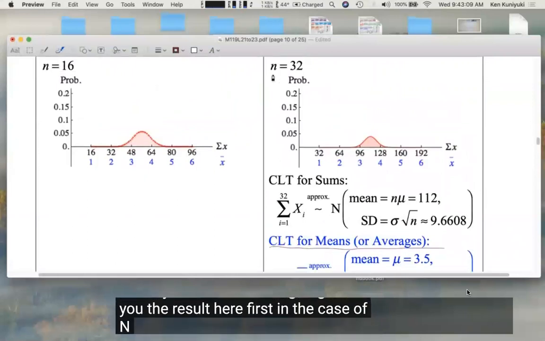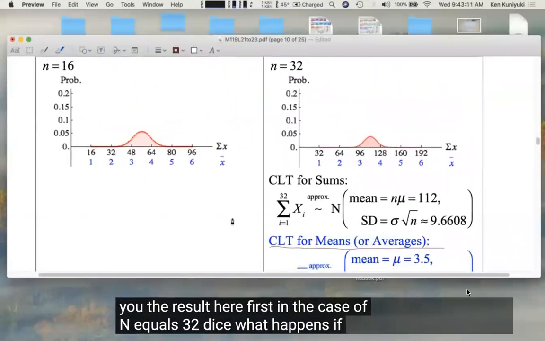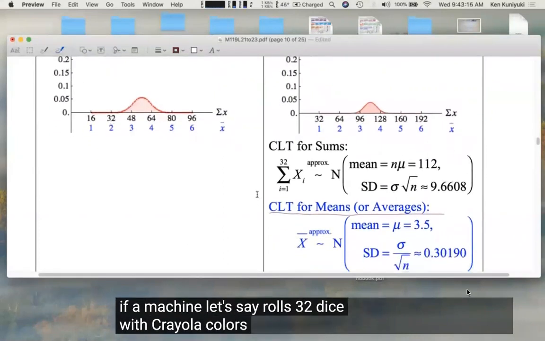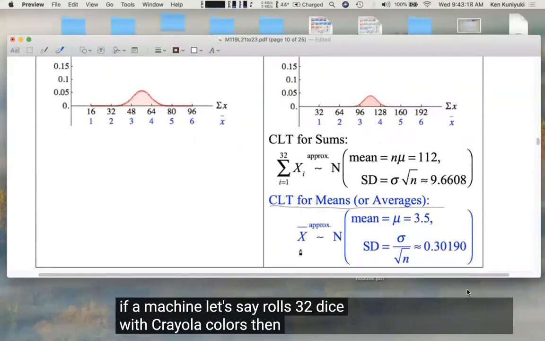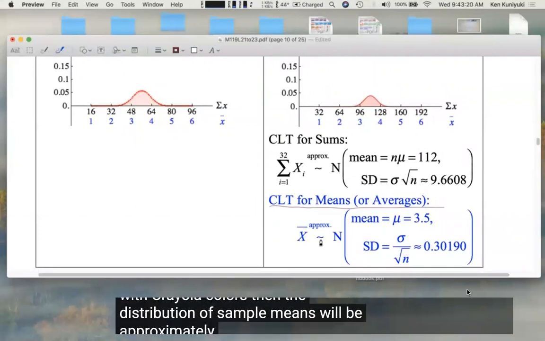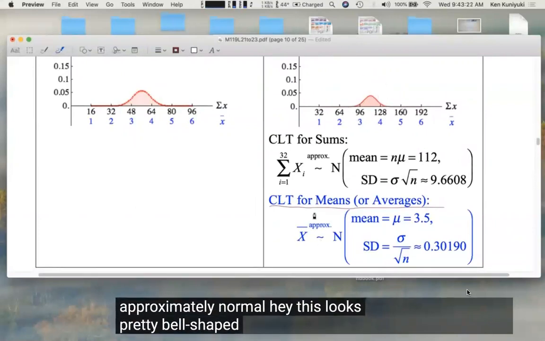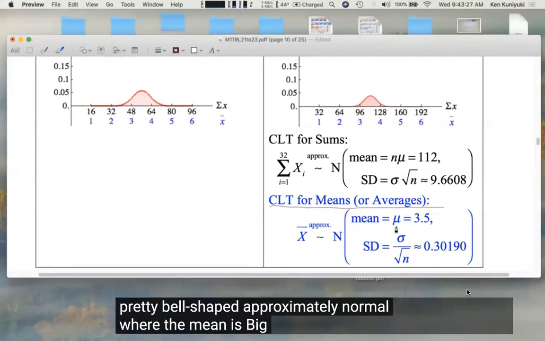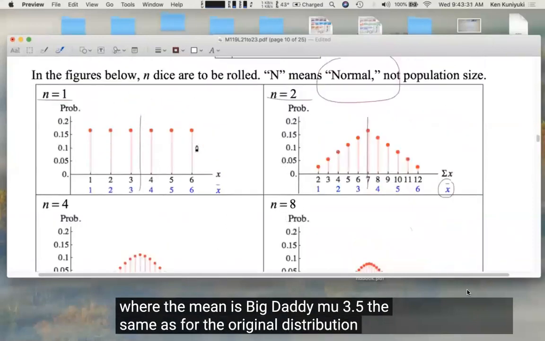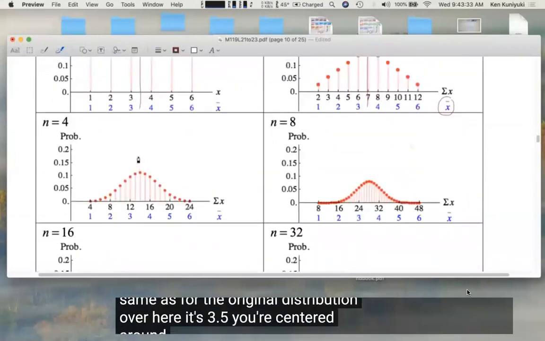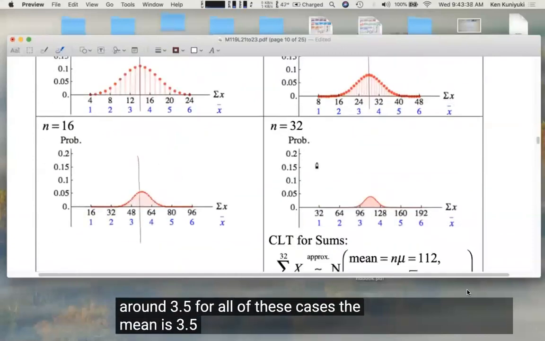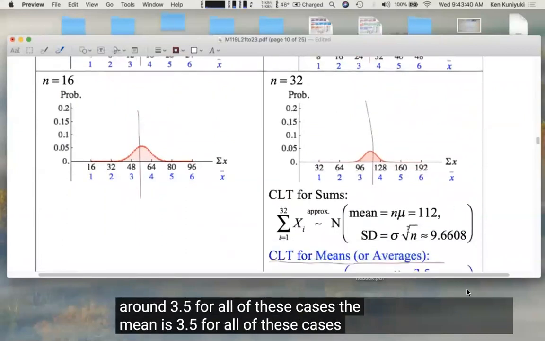In the case of n equals 32 dice, what happens if you, or if a machine, let's say, rolls 32 dice with Crayola colors? Then the distribution of sample means will be approximately normal. Hey, this looks pretty bell-shaped. Approximately normal, where the mean is Big Daddy mu, 3.5, the same as for the original distribution over here. It's 3.5. You're centered around 3.5 for all of these cases.